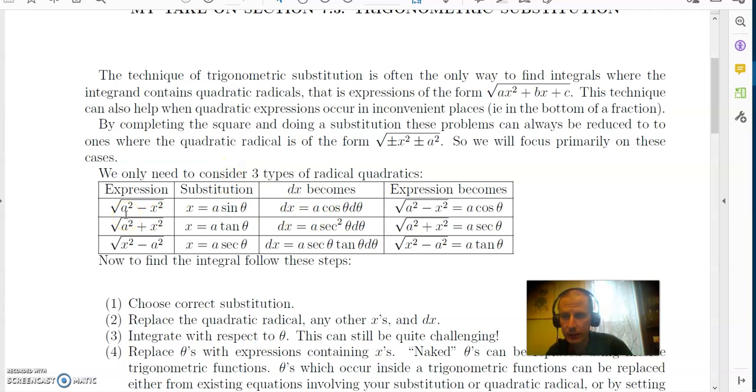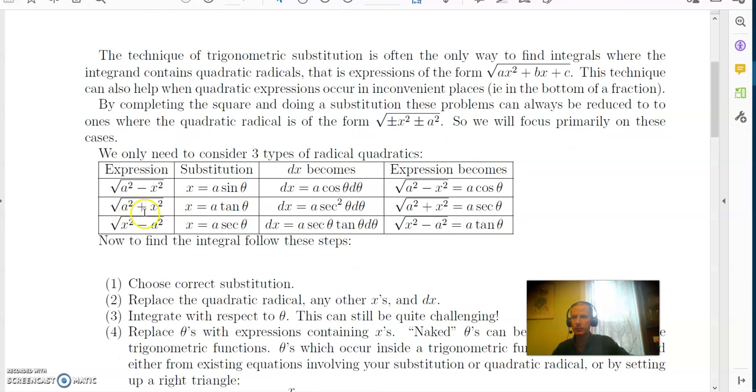So when the square root of a squared minus x squared shows up, you let x equal a sine theta. In which case, when you take the derivative, dx d theta will be a cosine theta, so dx is a cosine theta d theta. And furthermore, if you use the Pythagorean identities, you can simplify the square root of a squared minus x squared to be a cosine theta.